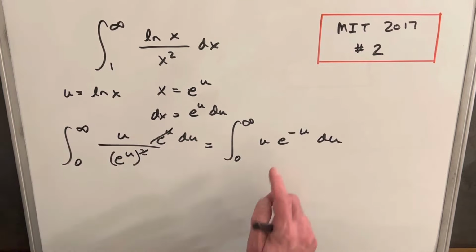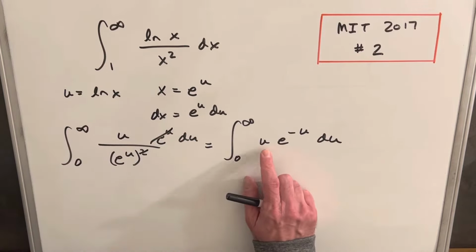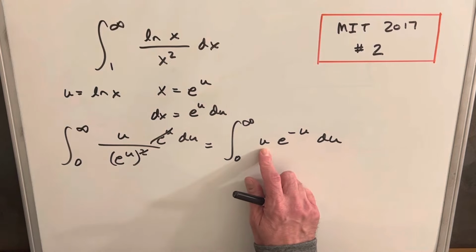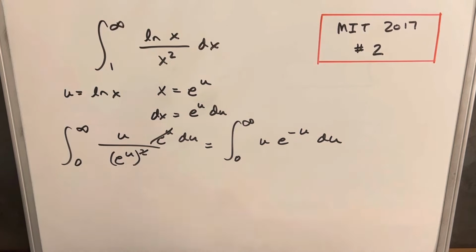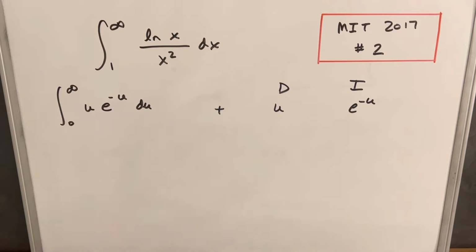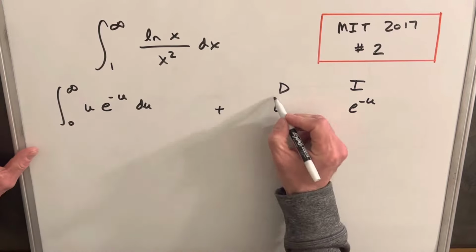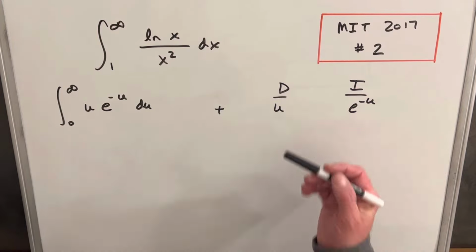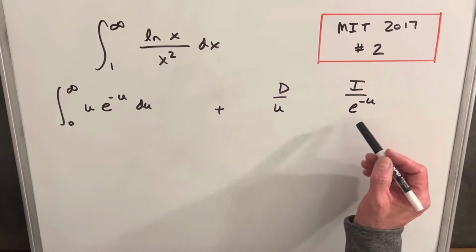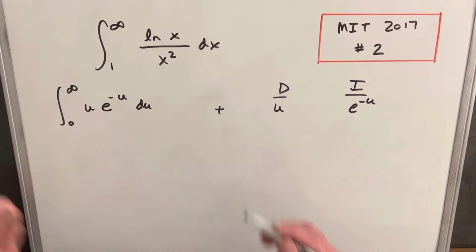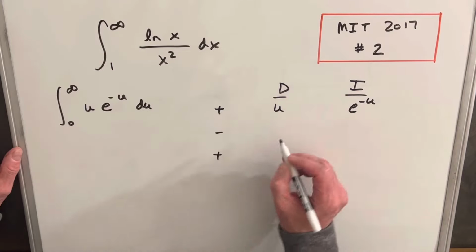I'm thinking this is a perfect case for integration by parts because when we have u, or any polynomial, if we differentiate, that's going to reduce to 0 and eventually get us to an answer. So what I want to do here is integration by parts using the DI method or tabular integration. We're going to differentiate our u value and we're going to integrate our e to the minus u. We'll just do alternating signs here.